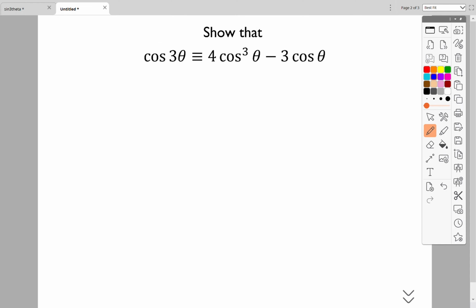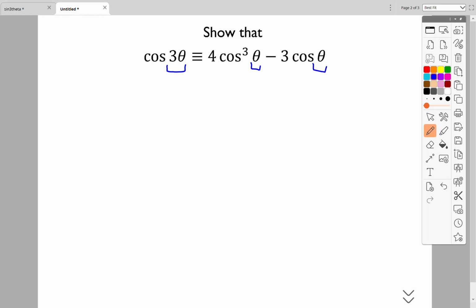So we're now going to show that cos 3 theta is equivalent to 4 cos cubed theta minus 3 cos theta. So we're going from a triple angle down to these single angles. If you watched the previous video where we did something similar with sine 3 theta in terms of sine theta, it's a very similar technique. We're going to use a lot of the same identities.